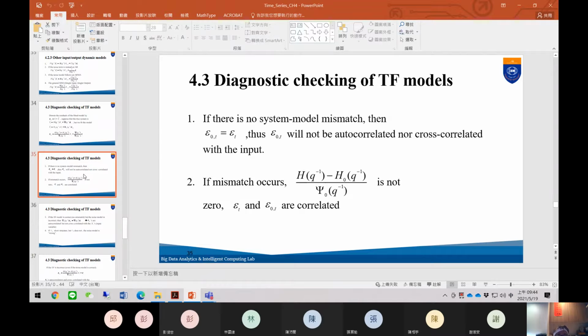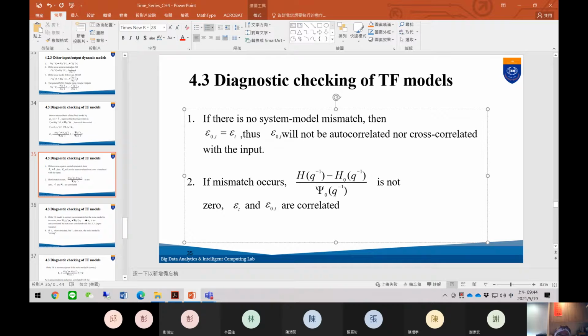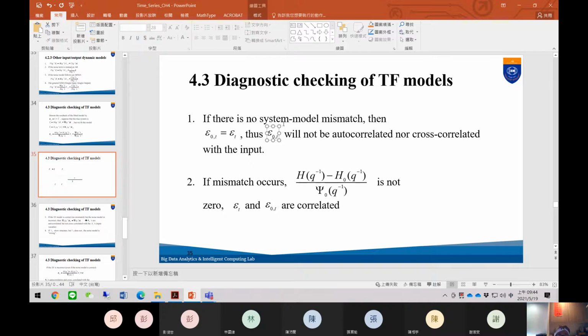Then we like to have some rules. If there is no system model mismatch, then, so let me just make some adjustment. Okay, it doesn't show the way I want it to.